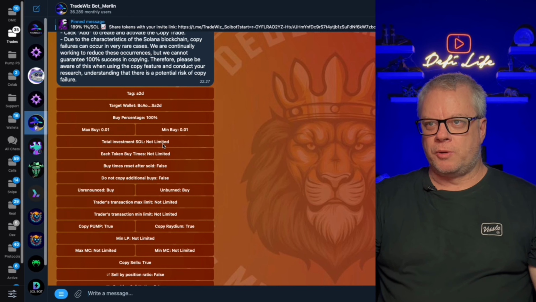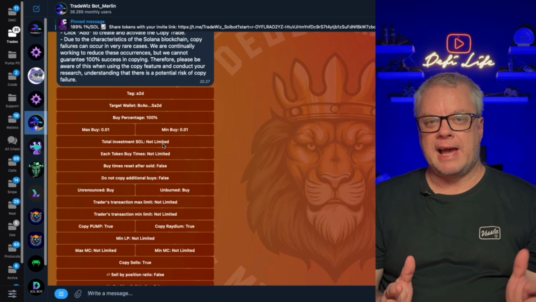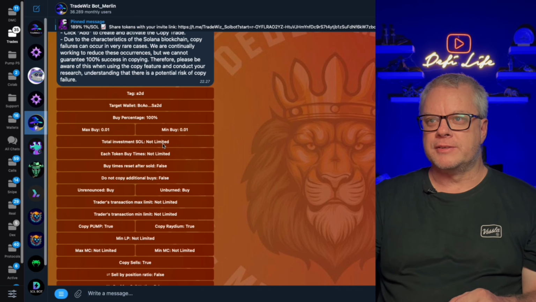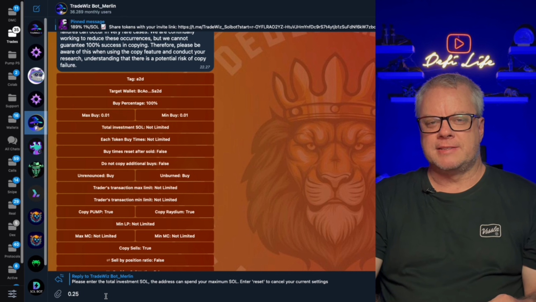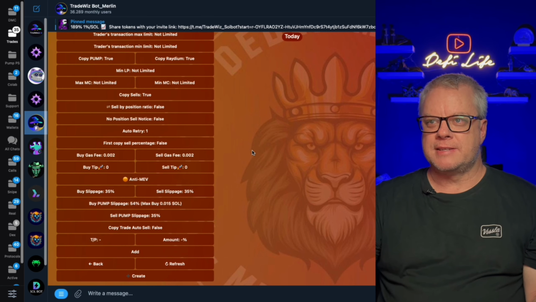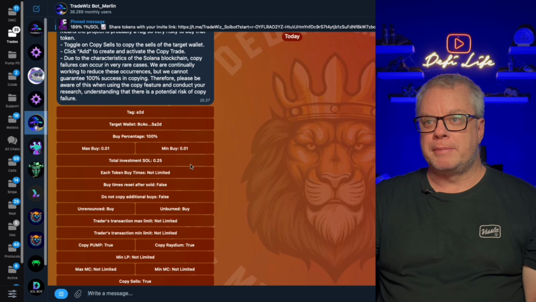Total investment SOL, not limited. The total investment SOL is the limit that you will invest in a wallet in total before TradeWiz will actually stop copying that wallet for you. So this is a very good feature. I'm going to put 0.25 just as a limit, just in case things don't go well in the test and he goes out of control and starts hitting many trades. If you have many trades that fail, this limit will be hit quite quickly, and therefore TradeWiz will stop copy trading that wallet, so you will not be drained of your balance. So that is a fantastic feature.